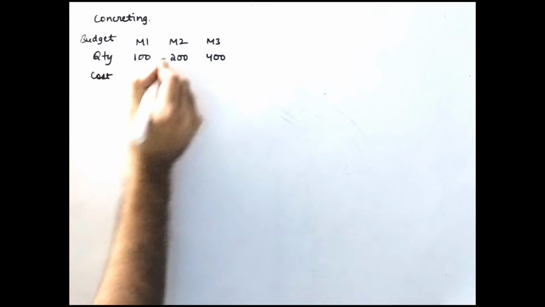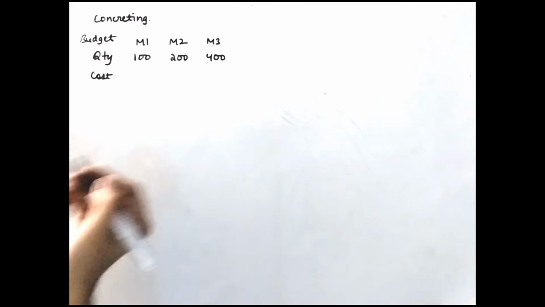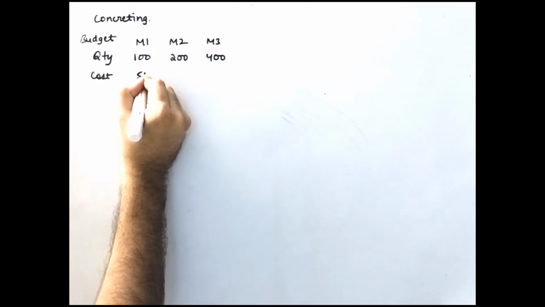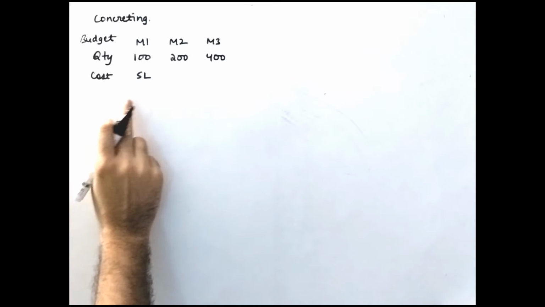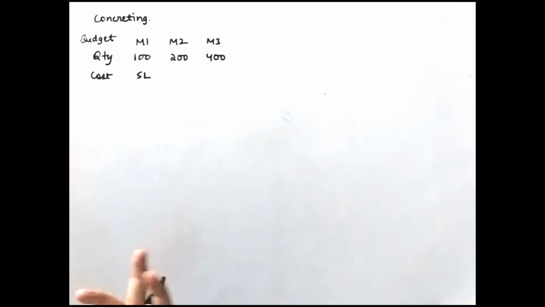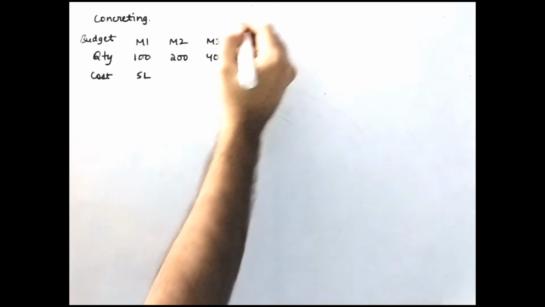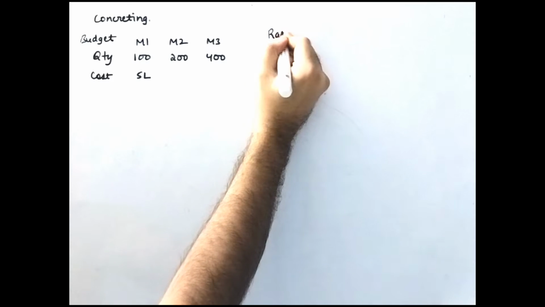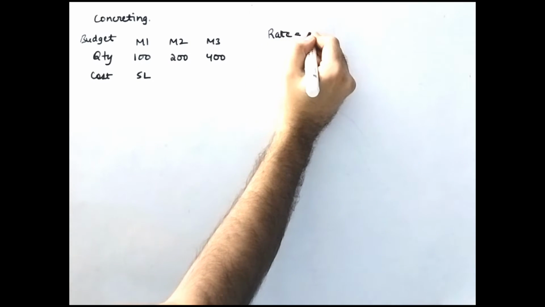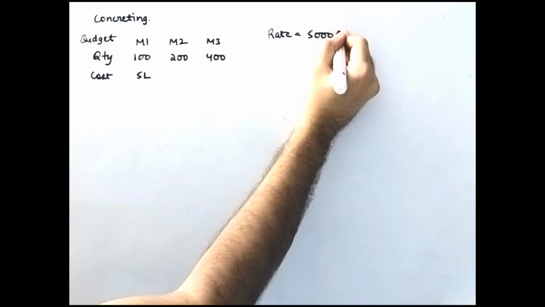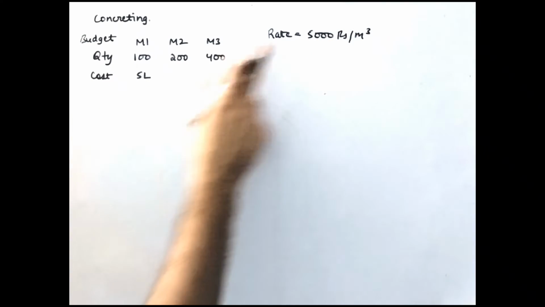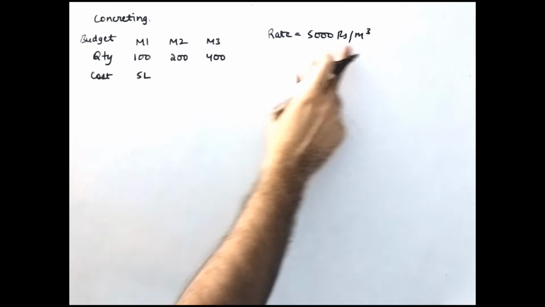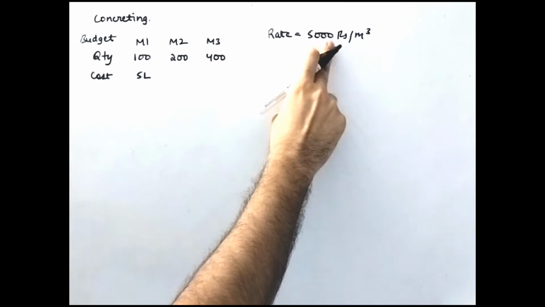Now what is the cost? This is in meter cubes. Cost is, let's say, in lakh rupees, 5 lakh. See, how to arrive at this cost? You should know the cost per meter cube of concrete. So let's assume that the planned rate is 5000 rupees per meter cube. So now you can calculate the cost by multiplying this with the quantity. Per meter cube it's charging 5000 rupees.